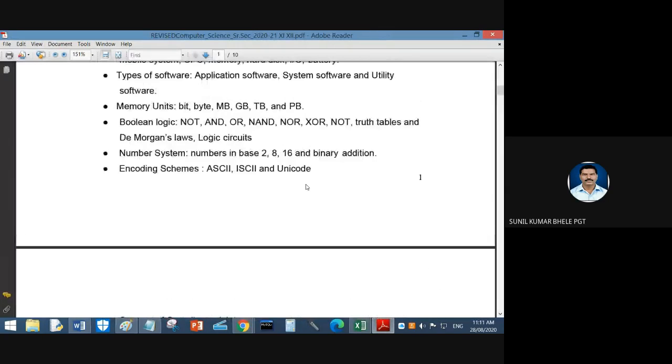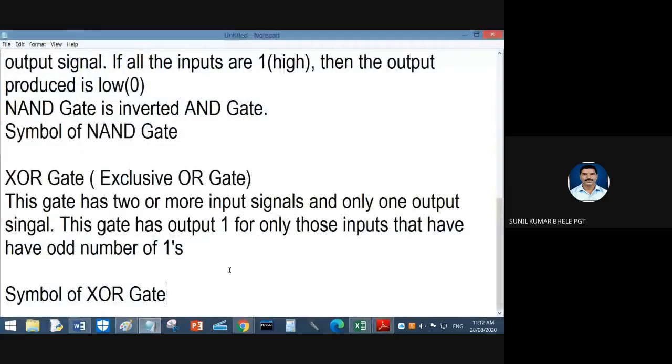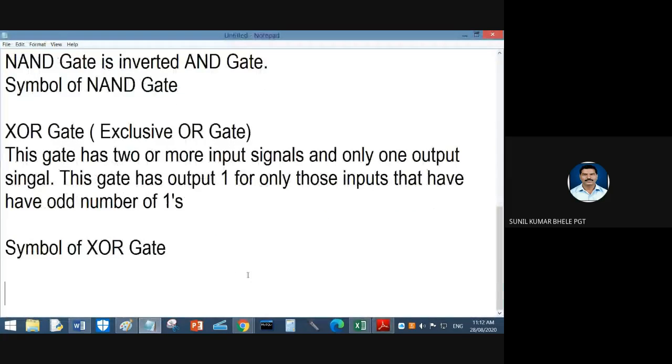So in your syllabus: NOT, AND, OR, NAND, NOR, and exclusive OR. So NOT is written here again. I think this is the exclusive NOR gate. So you should note down the exclusive NOR gate also, because NOT is written again in your syllabus. Maybe it is a misprint in this syllabus. This is not a NOT gate, but actually an exclusive NOR gate. So write down one more gate. The name of that gate is exclusive NOR gate.